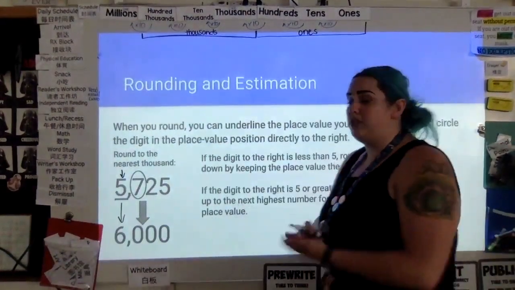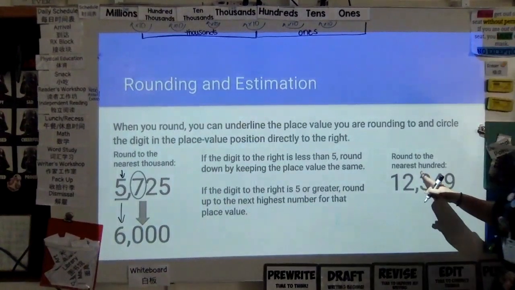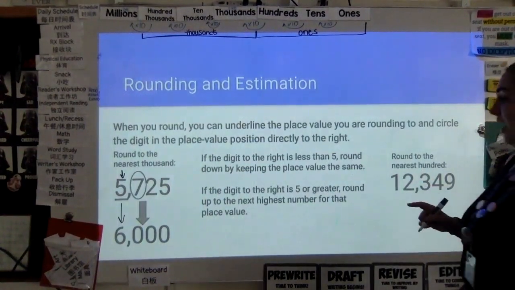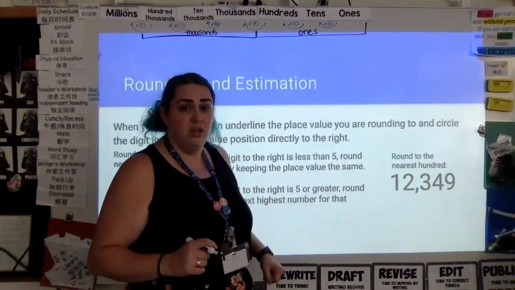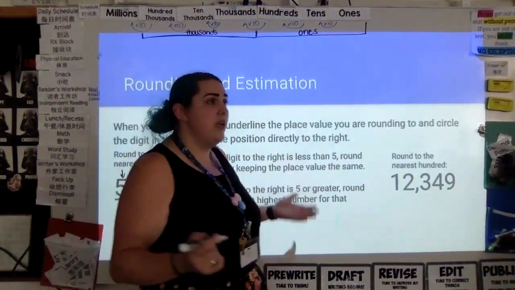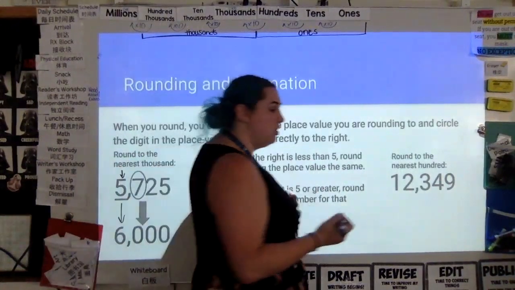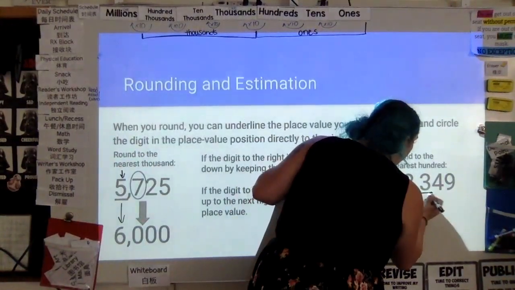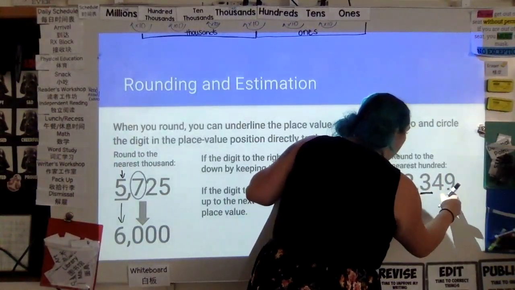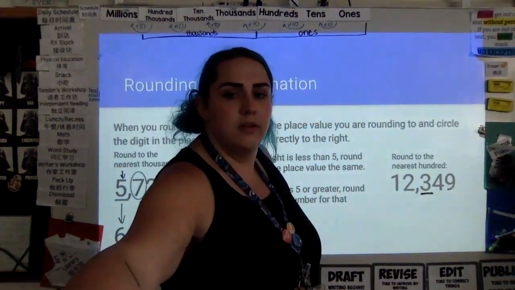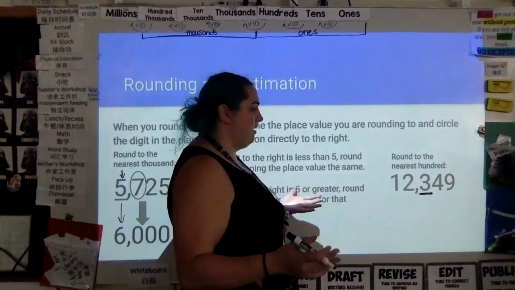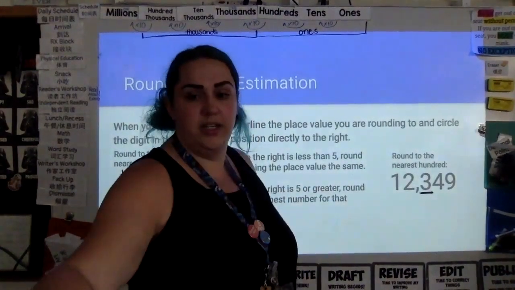So let's do this. We're going to round to the nearest 100. So the first thing we have to do is what? First thing we do is underline the place value we're rounding to: ones, tens, hundreds. Look at that. You can kind of see it, but I already did it.